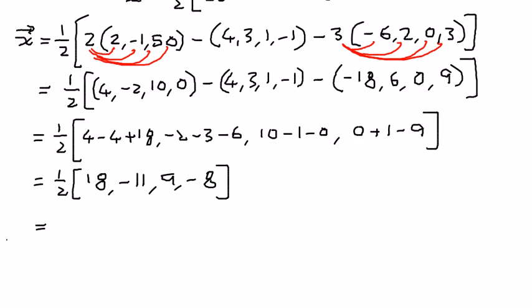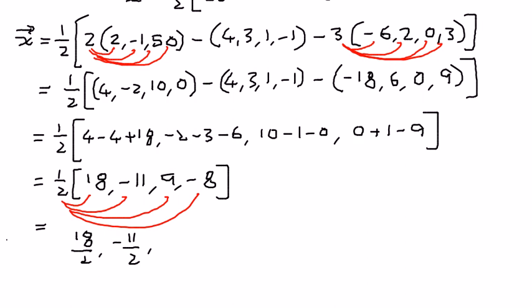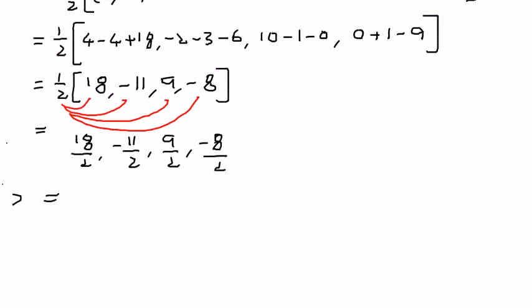And now we can simplify this some more. We're going to distribute the 1/2 to every one of the components in here, and when we do that, this is what we're going to come up with: 18 divided by 2, comma, negative 11 divided by 2, comma, 9 divided by 2, comma, negative 8 divided by 2. And when we simplify that, the value of x vector is going to be 18 divided by 2 is 9, negative 11 divided by 2, we leave it like that, 9 over 2, and then negative 8 divided by 2 is going to be negative 4. And these are the components of the vector x.